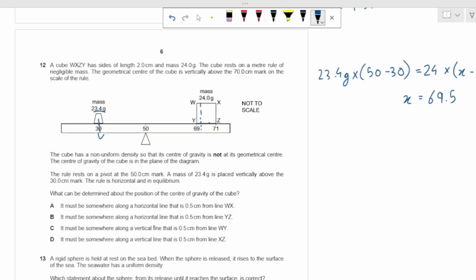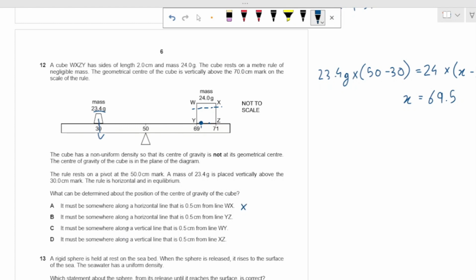So now let's see the options. What can be determined about the position of the center of gravity of the cube? It must be somewhere along a horizontal line that is 0.5 centimeter from WX. That is wrong. 0.5 from the line WX means that we're saying it is somewhere on the top over here. We never said that. We said it is at the 0.5 centimeter mark from the 69th mark. So that is very much far from WX. The first option is obviously wrong.